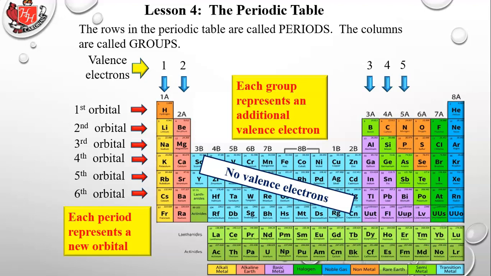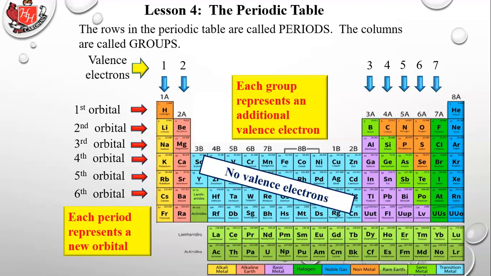In 5A, nitrogen, phosphorus, and arsenic each have 5 electrons in their valence orbital. For nitrogen, it's the 2nd orbital. For phosphorus, it's the 3rd orbital. And for arsenic, it's the 4th orbital. Group 6A, oxygen has 6 electrons in its 2nd orbital. That's its valence orbital. Sulfur has 6 electrons in its valence orbital. That's the 3rd orbital. And selenium has 6 electrons in its valence orbital. That's the 4th orbital. And then it continues on down to the 5th and 6th.